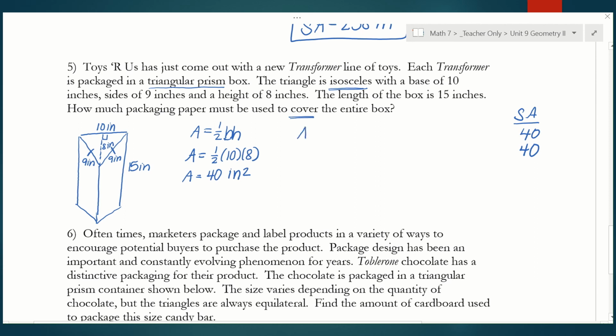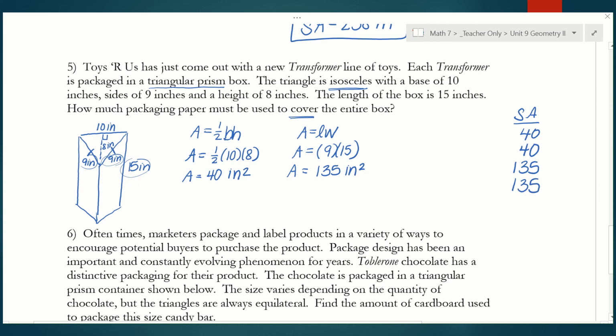Okay, so now let's go ahead and find the area of the rectangles. So the two sides that I can see here, I'll call it kind of like the right and left, are going to have the same area because they are both going to be 9 by 15. Okay, they're the two sides of the triangle that are the same, which means that the areas of the rectangles are the same. So I have a 9 by 15, which is going to give me 135. And like I said, there's two of those.